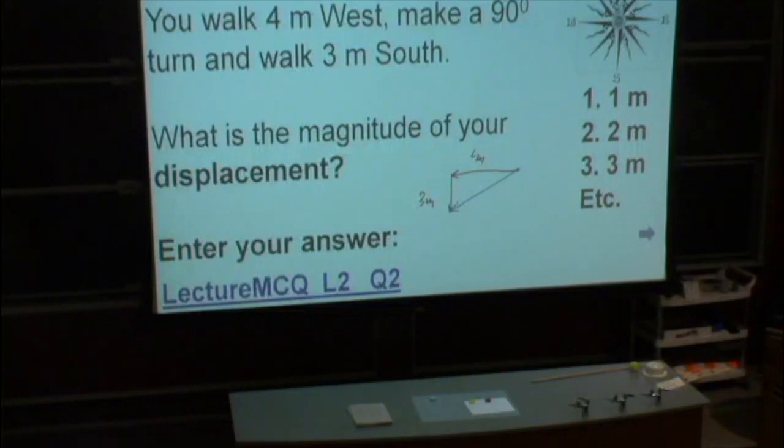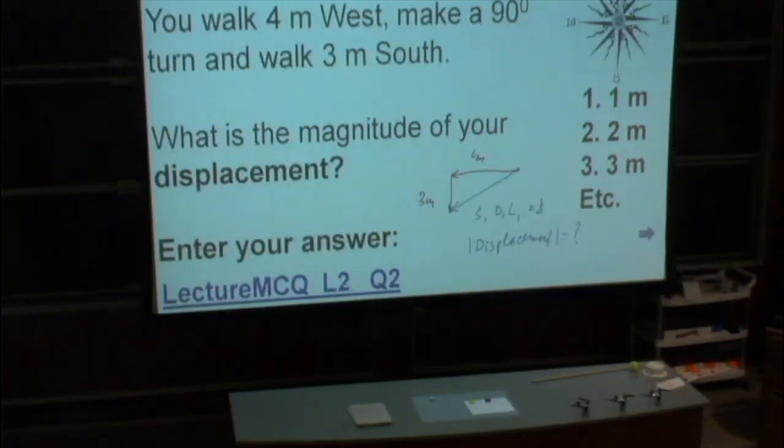Now, the magnitude of this, that's what we're looking for. There are several letters people use for displacement. Different textbooks use different notations. It could have been S or D or L or delta S, et cetera, et cetera. It doesn't matter. We can use a word. Magnitude of displacement is equal to question mark.